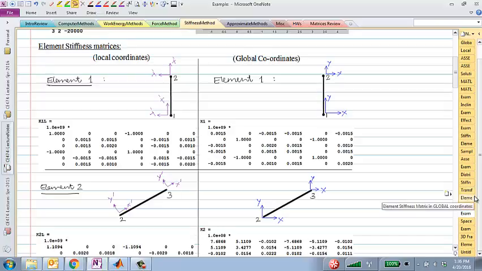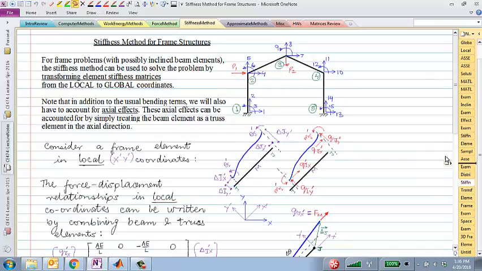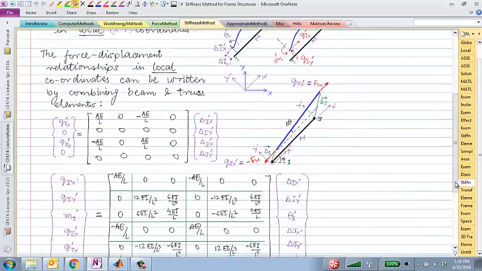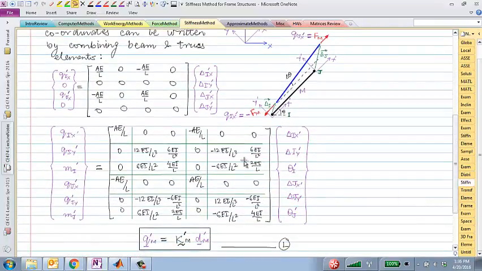The element stiffness matrix that we derived, yes, by combining the truss and the beam matrices, right? So it's this 6x6 matrix. No matter which way the element is oriented, it will always be this 6x6 matrix for a frame element.